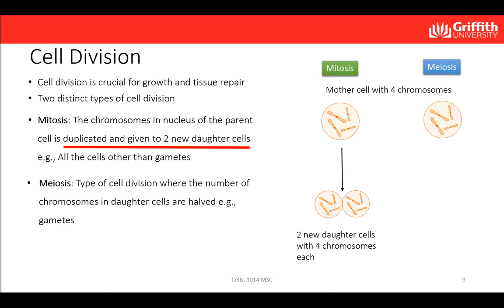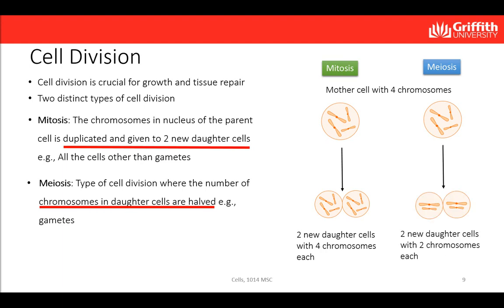In meiosis, the number of chromosomes in the daughter cells are halved, which means that all the daughter cells would have half the number of chromosomes of the parent cell. Meiosis is seen in gametes. Gametes are the sex cells, such as the sperm and eggs.